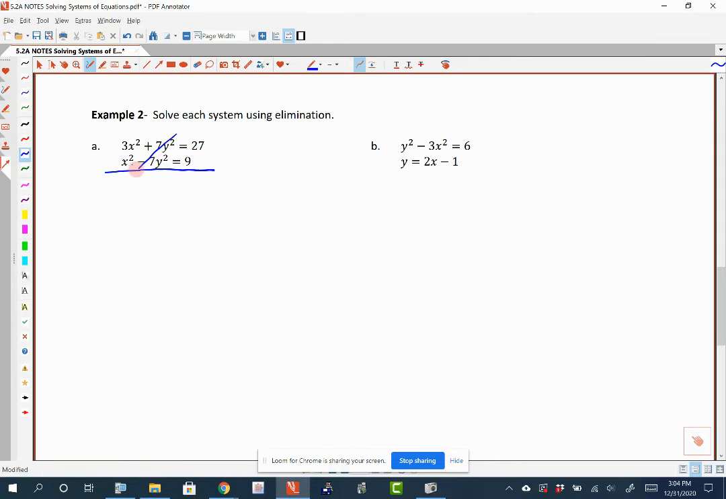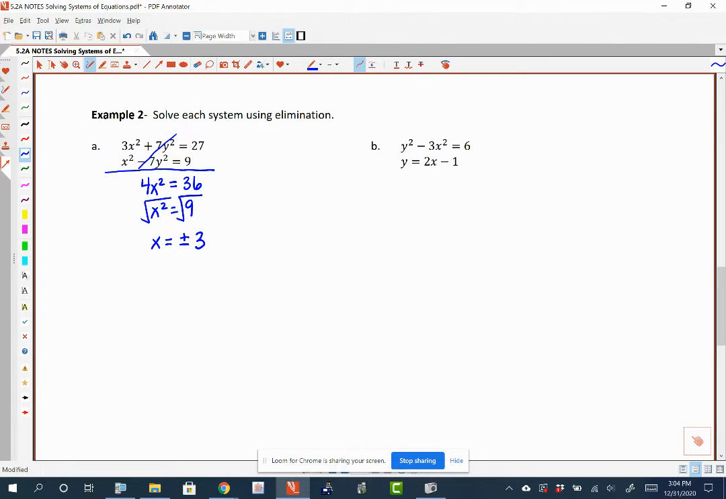3x squared plus 1x squared is 4x squared. And 27 plus 9 is 36. And when I divide by 4, I get x squared equals 9, and I'm ready to take a square root. And anytime I take a square root when I'm solving, I get plus or minus. In this case, the square root of 9 is 3.